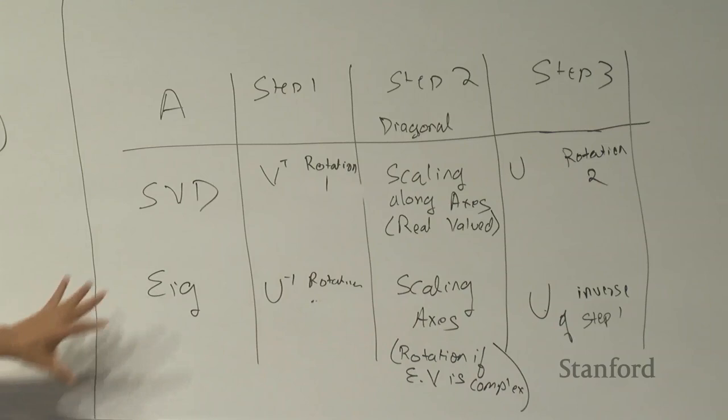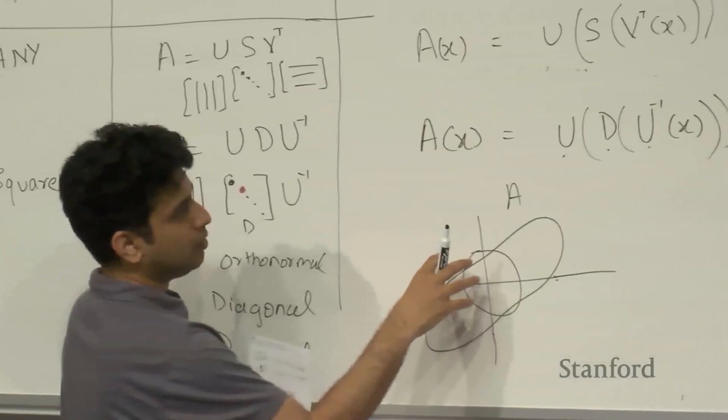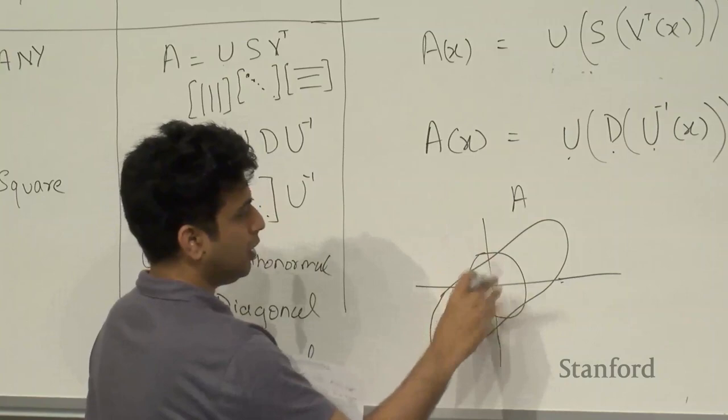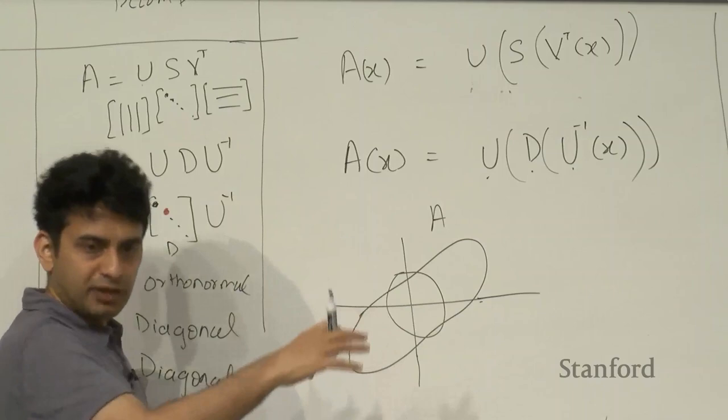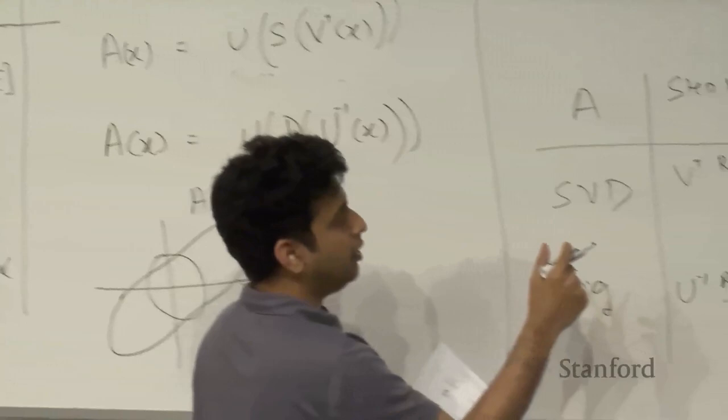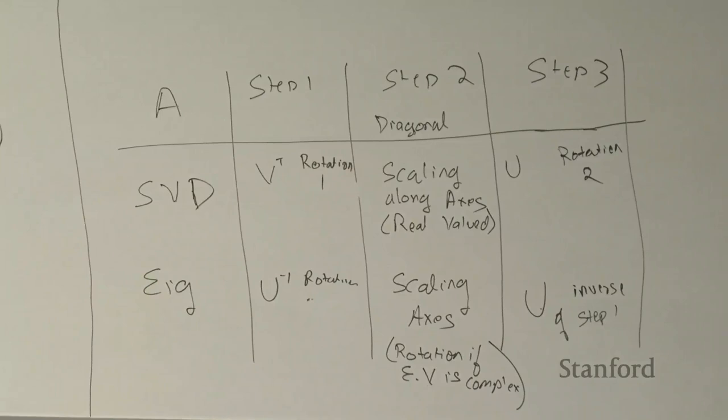But essentially, what you want to think of is this: you give some shape as input, and you can characterize what a matrix A is doing by thinking of it as first rotating it by some amount, and then scaling the rotated version by different amounts along the x and y axis, and then rotating it by a different amount, right? For SVD it could be arbitrarily different, but for the eigenvalue decomposition you're going to just undo the initial rotation, right?